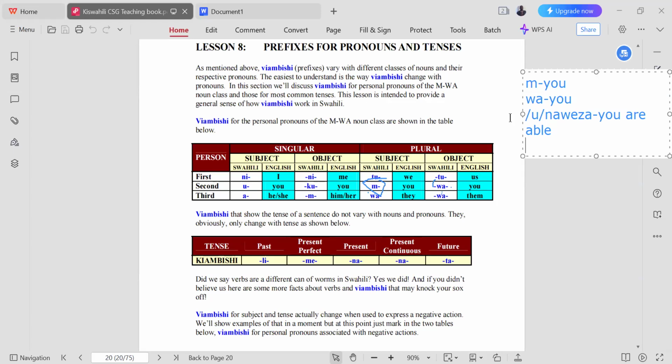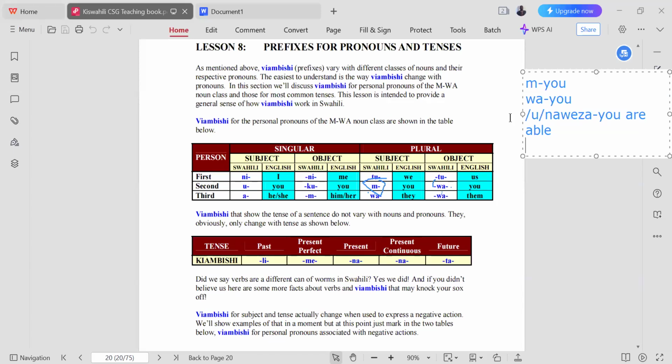So he will still use "you" whether you are alone or more than one person. Are we together there? Yeah. Now, in Swahili it's not the same. Swahili differentiates when you are referring to one person and when you're referring to a group of people.